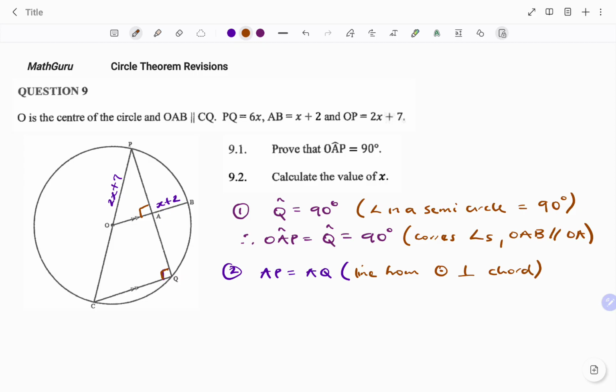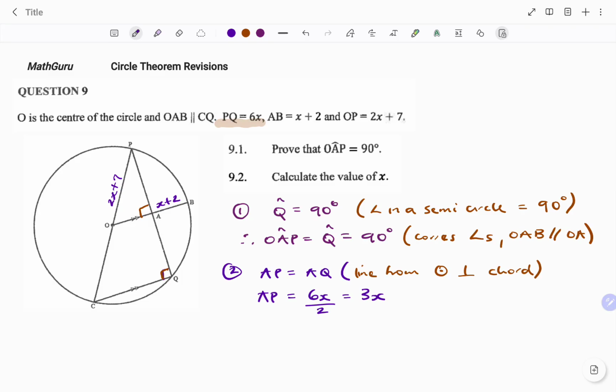So therefore, we've been told from the question that the line PQ is equal to 6x. So what that means is we also have the value of the line AP that will be equal to half of PQ. So I have 6x divided by 2, and that will give us 3x.